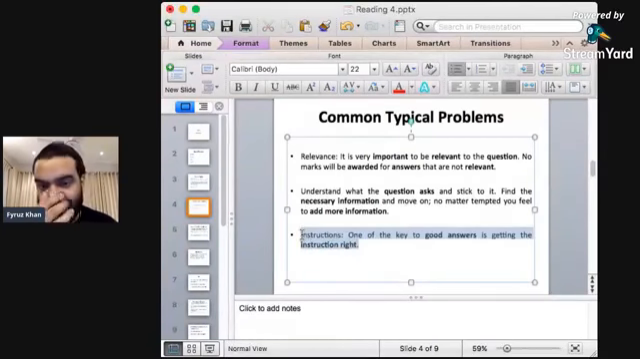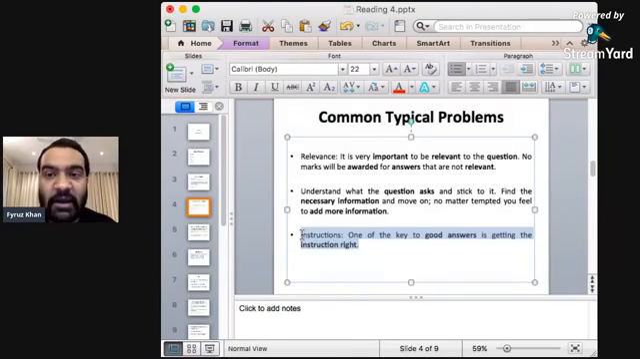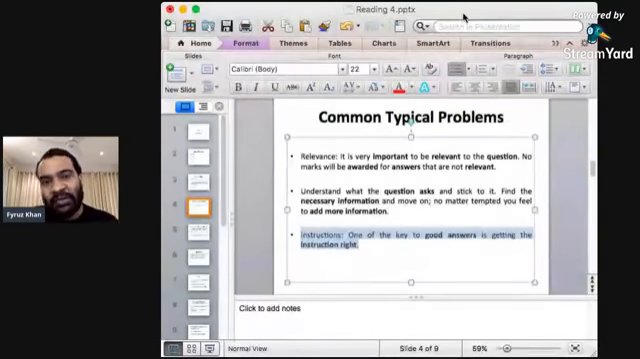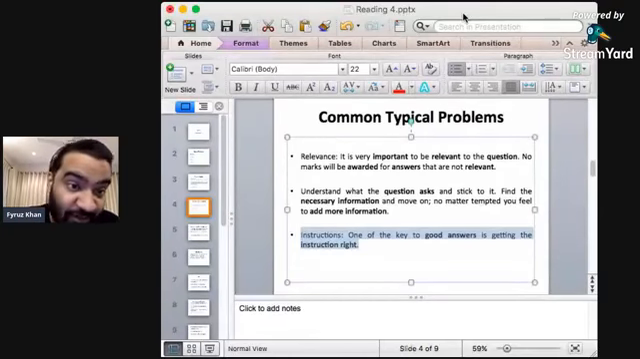One of the keys to getting good answers is to get the instruction right. So read the instruction, because in reading, you will always have to answer in 1 word, 2 words, or 3 words. So get the instruction right, whether you're going to answer in 1 word, 2 words or 3 words. So read the instruction carefully.